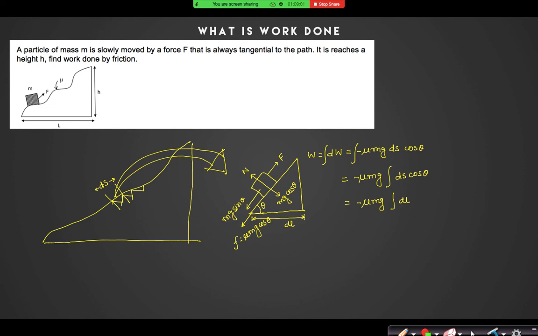Now what is ds cos theta? You can refer to the small triangle. Is it dl, the base length only? Yes. So now I have to only integrate dl, and if you integrate dl, basically you are integrating all these horizontal base lengths. If you add all these horizontal base lengths, what will you actually get? L. So the answer is minus mu mgL. Right?